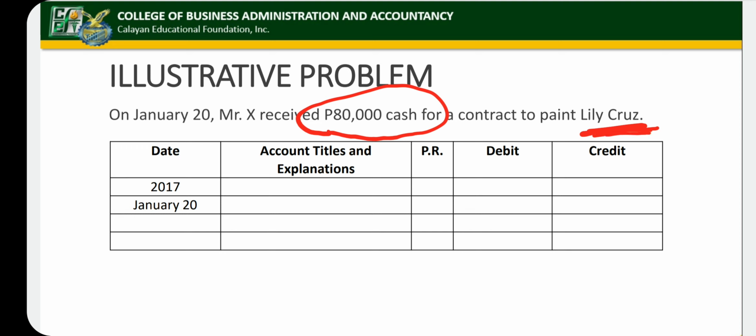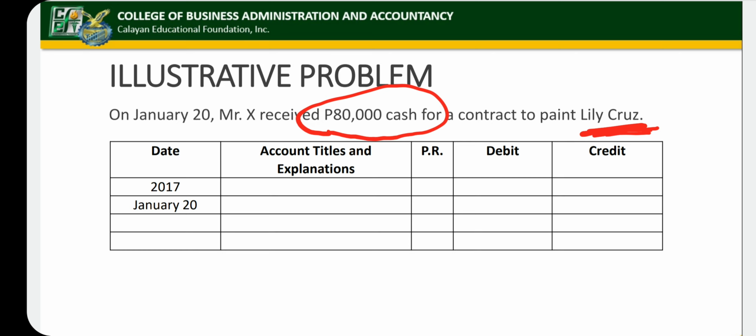tatanungin mo yung sarili mo, nakapag-render na ba siya ng service kay Lily Cruz? If not, wag ka muna mag-record ng revenues. Kasi, yan ay i-record mo muna as liability. Okay? As an unearned income. Kasi you still need to render service.